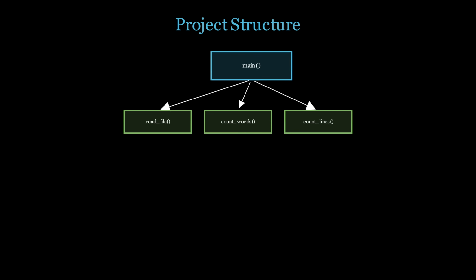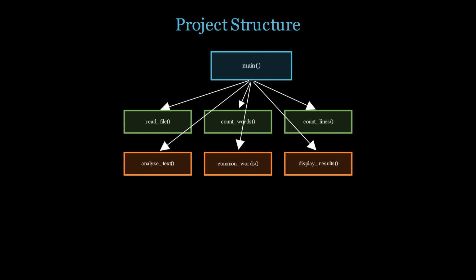Before writing code, let's plan our project structure. Good organization makes code maintainable and professional. We'll break our analyzer into logical functions, each handling a specific task. Here's our project structure. The main function orchestrates everything. We have functions for reading files, counting words and lines, analyzing text patterns, finding common words, and displaying results beautifully. Each function has a single, clear responsibility following best practices.